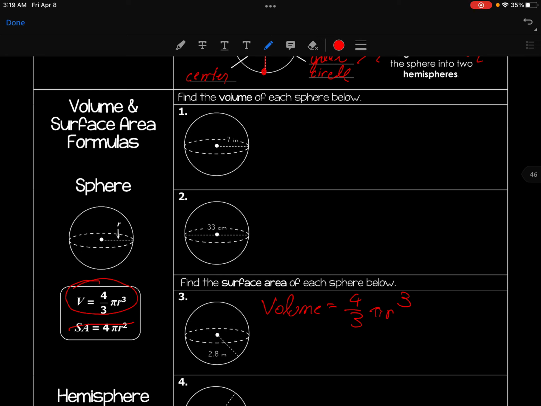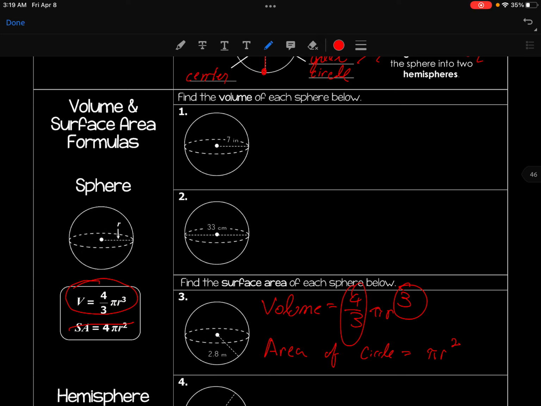The only difference from the area of a circle, where that is pi r squared, is now the r power becomes a 3 and there's a 4/3 in front of the pi. That's the only difference. Pretty easy to remember. So now let's do some practice problems.